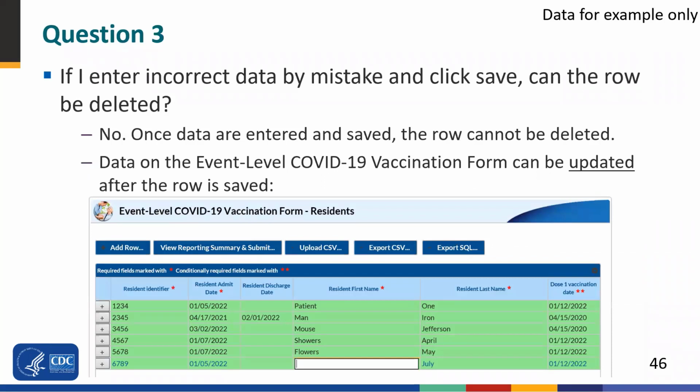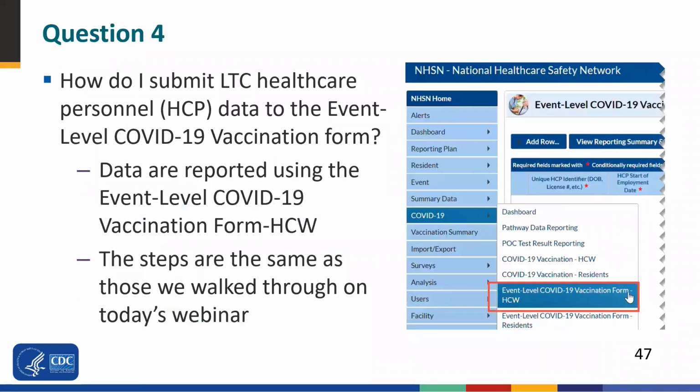Question 3. If I enter incorrect data by mistake and click Save, can the row be deleted? No. Once an individual's data is entered and saved, it cannot be deleted. Data on the event-level COVID-19 vaccination form can only be updated after the row is saved. How do I submit LTC HCP data to the event-level COVID-19 vaccination form? These steps are the same as those we walked through on today's webinar, except you will be using the event-level vaccination form for healthcare workers.